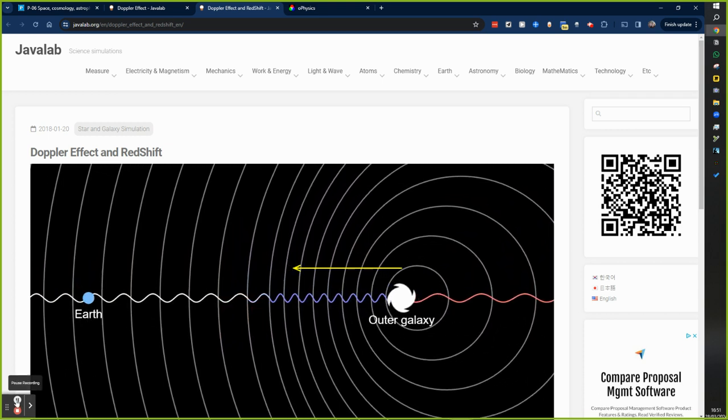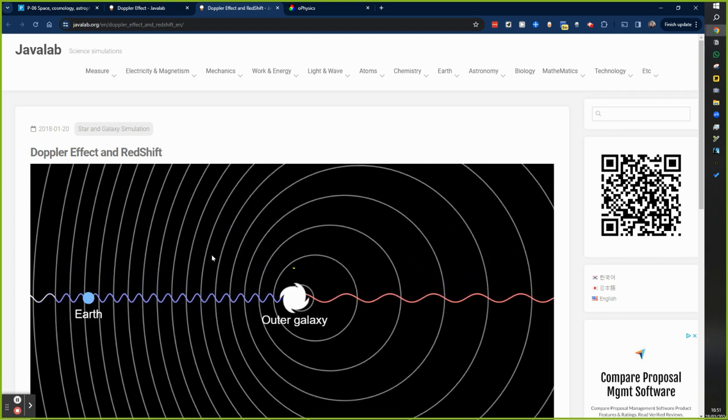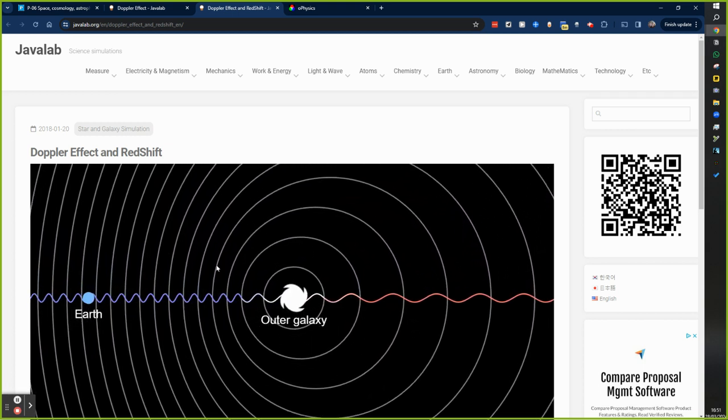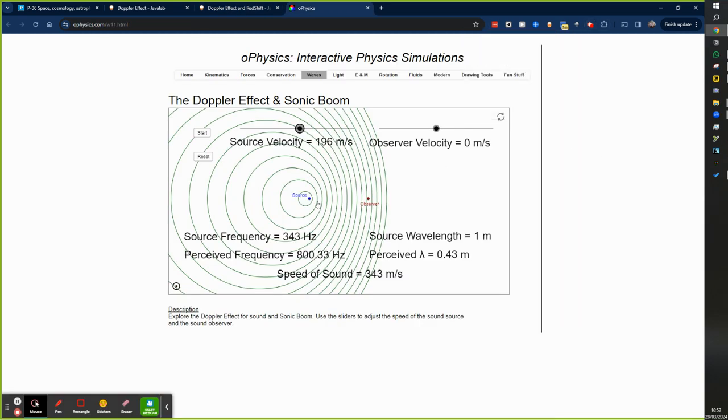I'm going to draw it myself a little bit to demonstrate it, but I'm also going to share these animations with you. So if a wave source is moving towards the observer, the observer will experience the waves as being shorter, the wavelength as being shorter, and the frequency as being higher. So if it was a sound wave, the pitch would be higher.